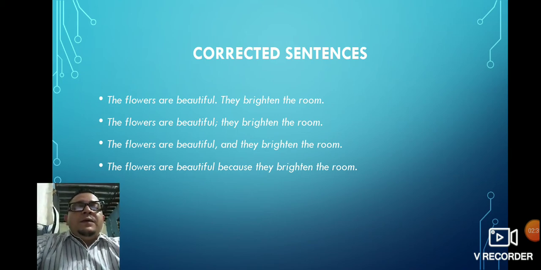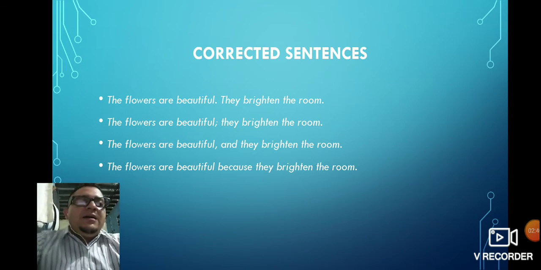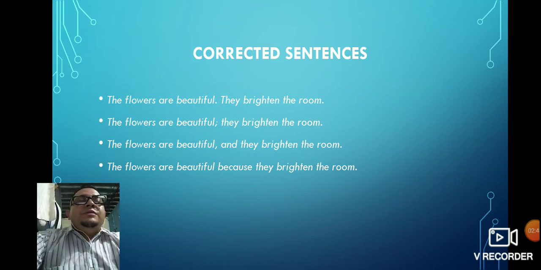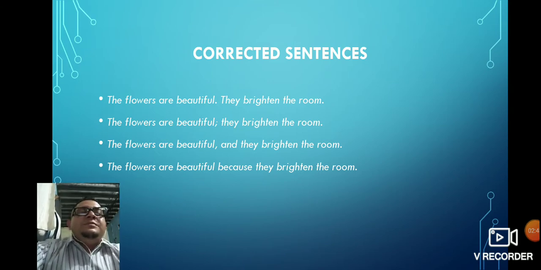The fourth one: the flowers are beautiful because they brighten the room. As you see, there isn't necessarily a comma because the subordinating conjunction is between the two independent clauses. In that case, because.